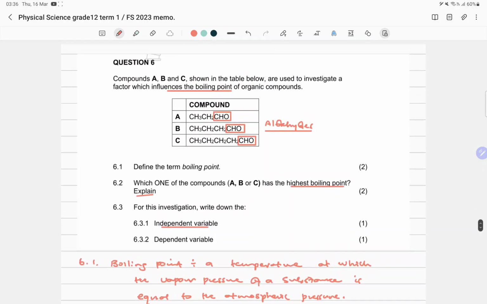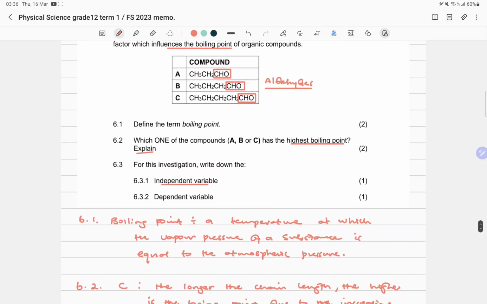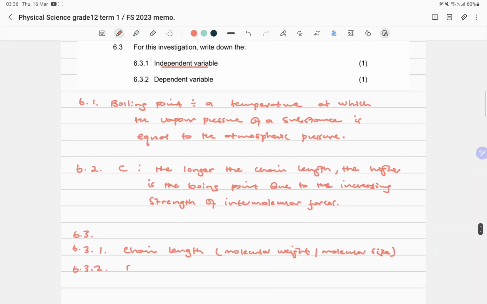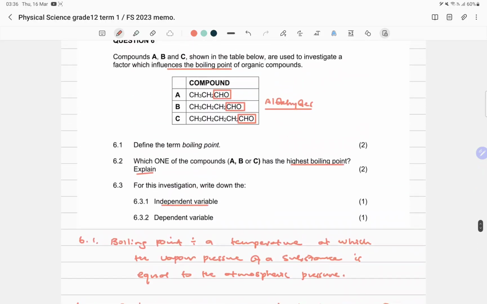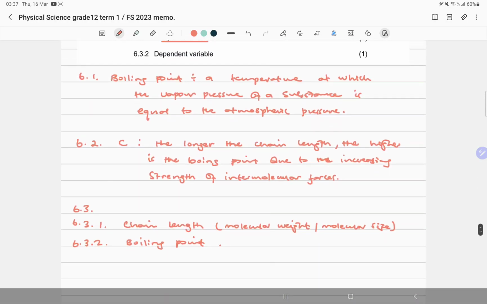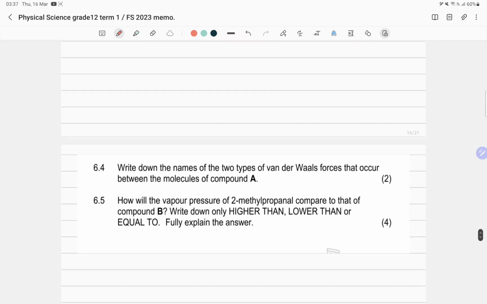6.3.2. Let's try to finish. The dependent variable now is the boiling point. Because as the chain length increases, the boiling point does the same. Easy stuff. Okay, guys, let's move.